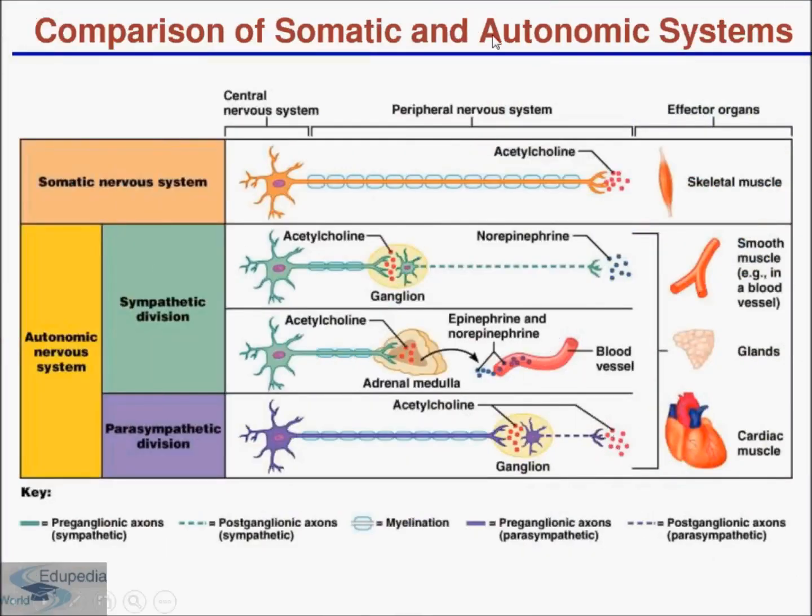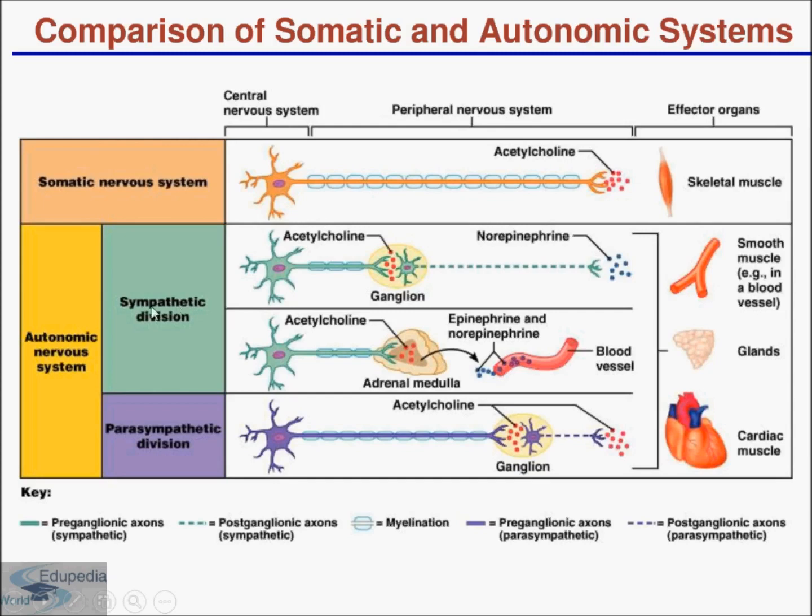Now, this is the comparison of the somatic and the autonomic system. This is the somatic nervous system and this is the autonomic nervous system, which is made up of two parts, the sympathetic and parasympathetic divisions. The somatic nervous system is made up of the central nervous system, the peripheral nervous system and your effector organ. The central nervous system is your brain and spinal cord. And the peripheral nervous system is this one, with an effector organ that responds to the stimuli.